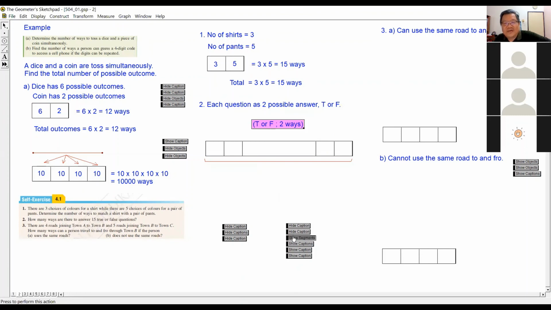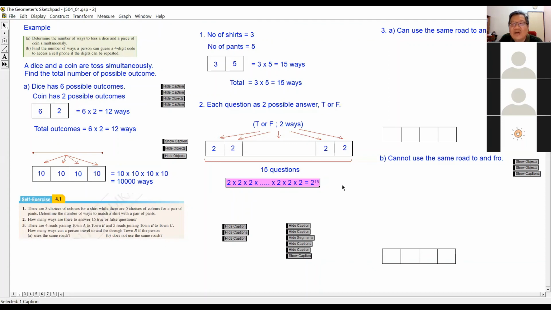2 ways, true or false. So each of these, you fill up with 2, 2, 2. 15 questions, all 2. So what is the answer? Not 96. 2 times 2 times 2, 15 times is 2 to the power of 15. You use your calculator and see how much is 2 to the power of 15. 32768. Correct. 32768. Now this question is from your textbook. You don't believe so many ways, you go and check the textbook.